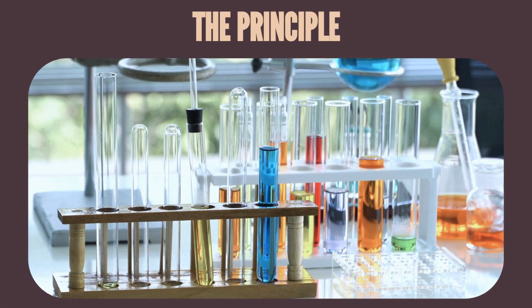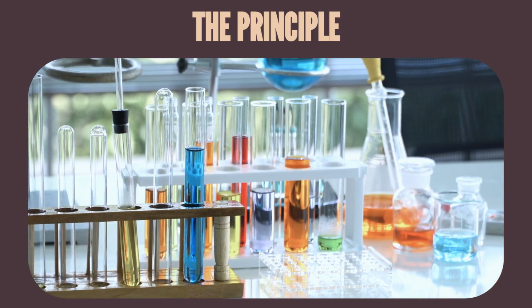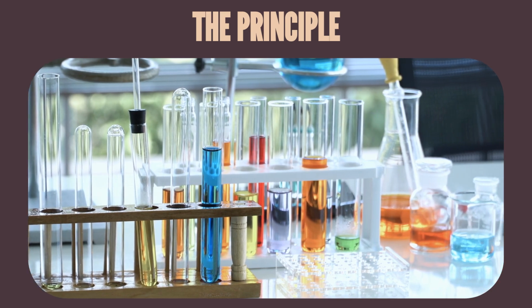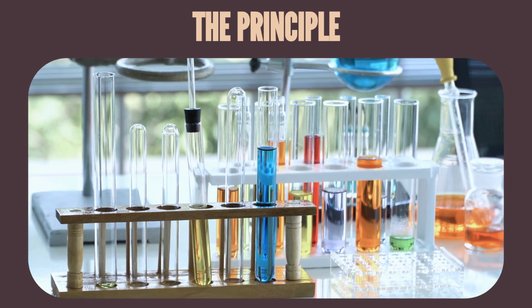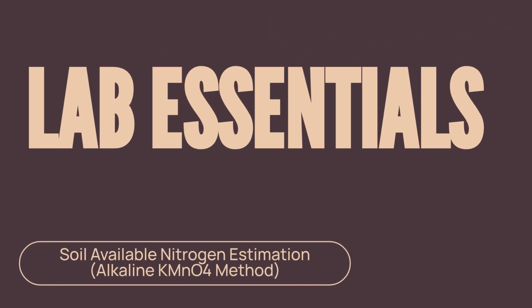recommendations. The principle relies on using excess alkaline potassium permanganate solution to oxidize organic matter, converting organic nitrogen into ammonia gas, which is then absorbed in boric acid and finally titrated with standard sulfuric acid. Before starting the procedure, let's look at the necessary apparatus and how to prepare the crucial reagents.